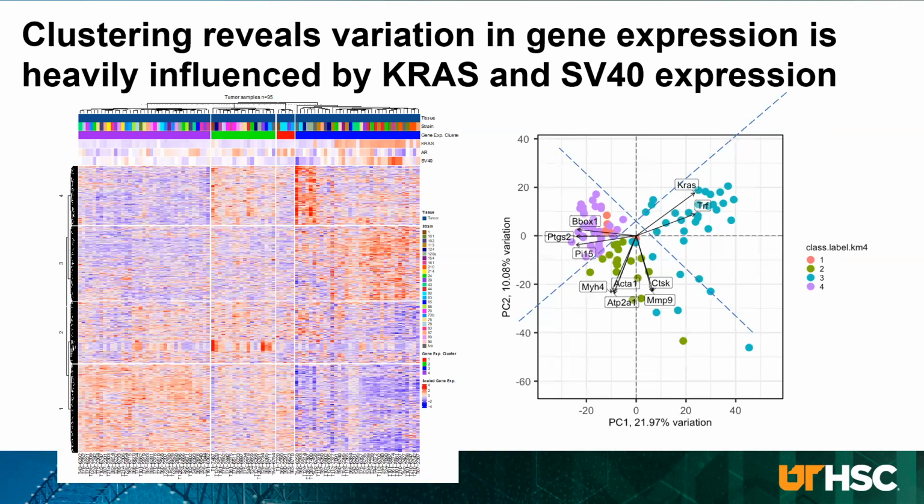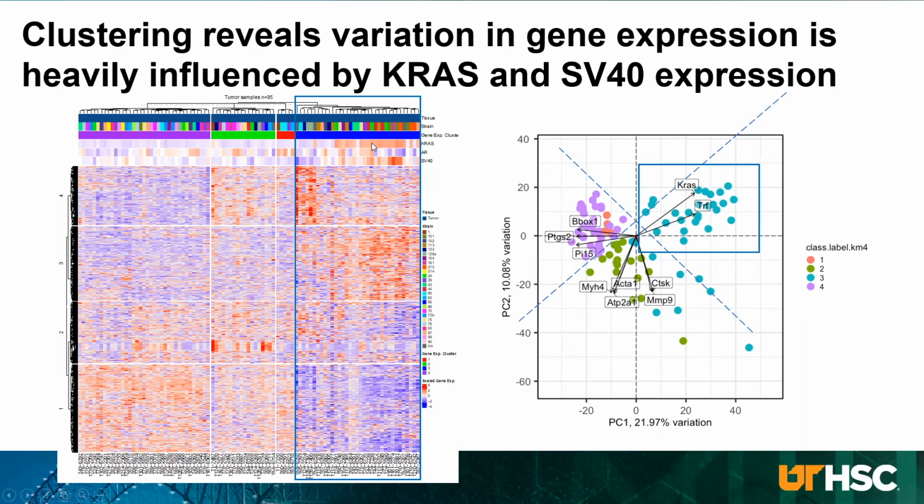So next we removed the normal specimens and just kept the tumors. And then we did a hierarchical clustering approach, which identified 4 statistically significant clusters. So right off the bat, you can see here on the heat map of the clusters, as well as on the right, where I have a PCA plot, that this blue cluster, or cluster 3 as it's arbitrarily named, is primarily driven by the expression of the KRAS oncogene.